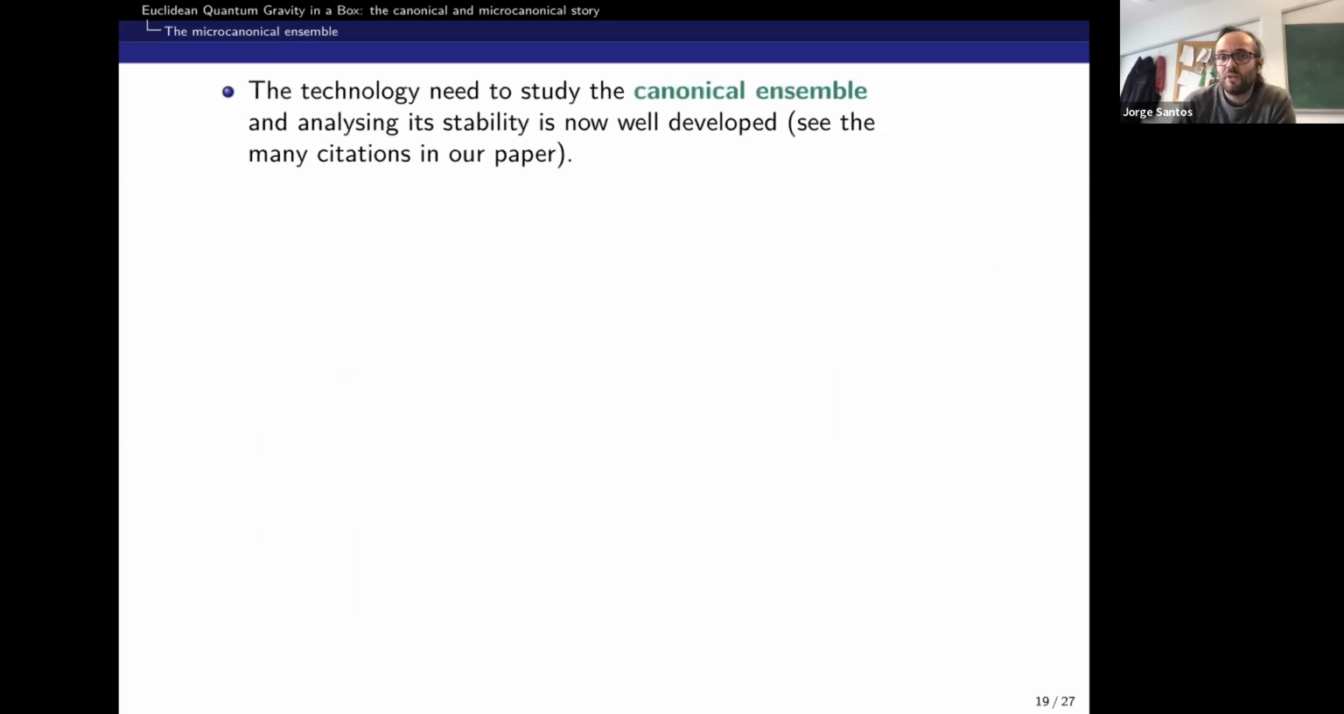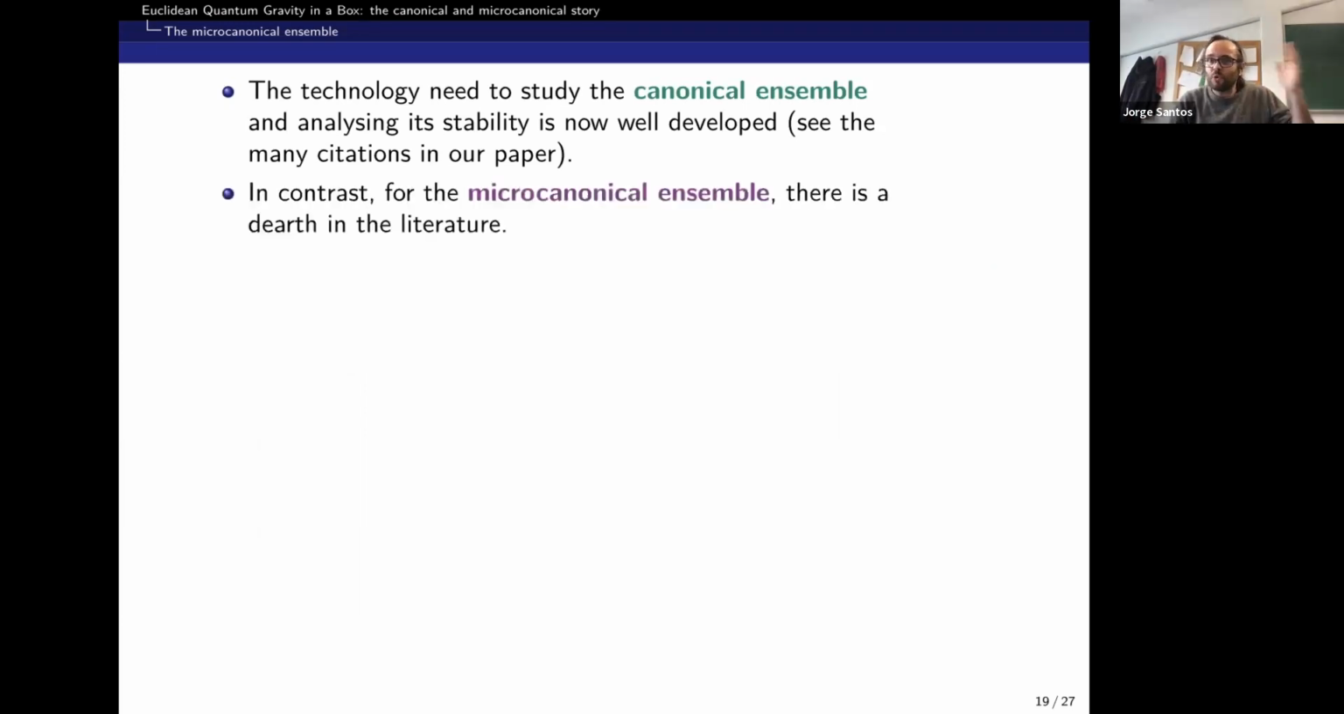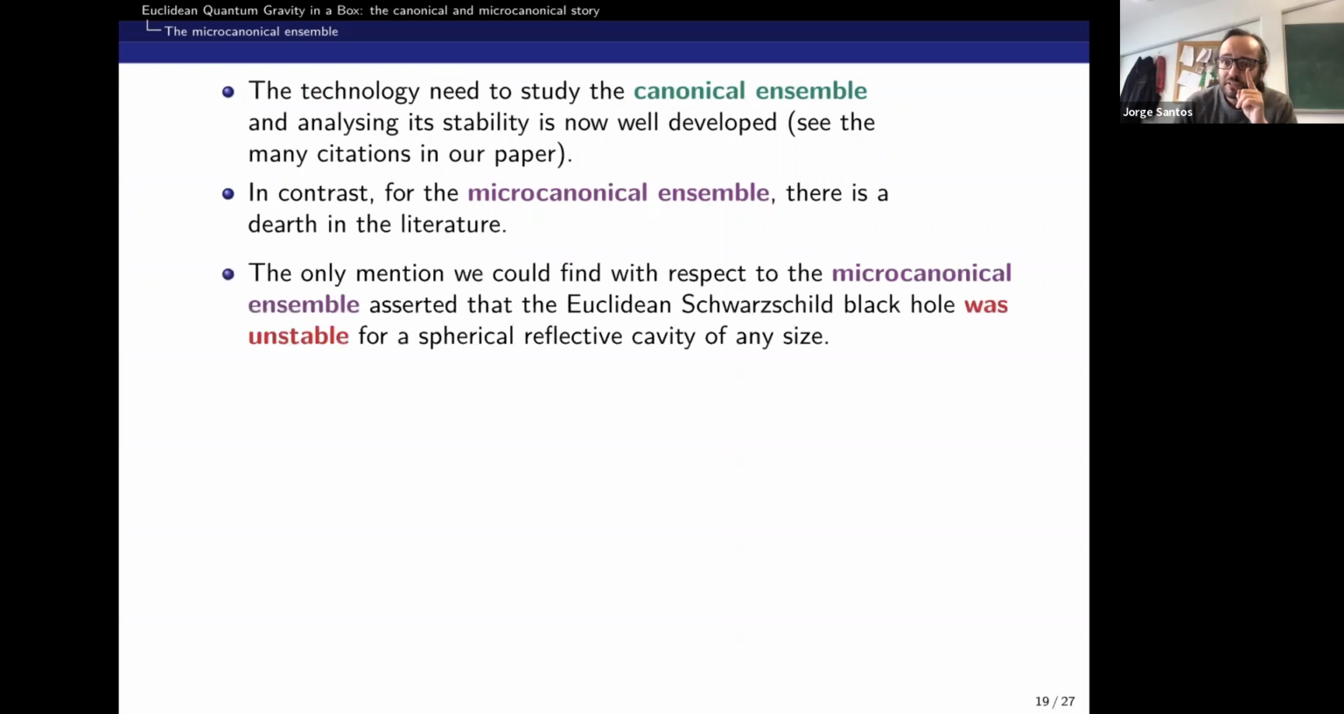We would like to import as much as we know from the canonical ensemble to study this problem, because there's loads of work on it. In fact, there's a lot of work on the canonical ensemble, and there's absolutely no work on the microcanonical ensemble. I'll challenge you to find any work studying Euclidean Schwarzschild black holes in the microcanonical ensemble. Eventually, after a long search, you'll find one. But the result makes no sense. It tells you that it's unstable in the microcanonical ensemble.